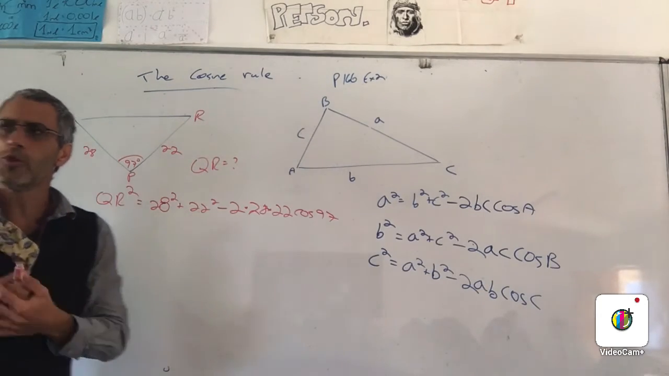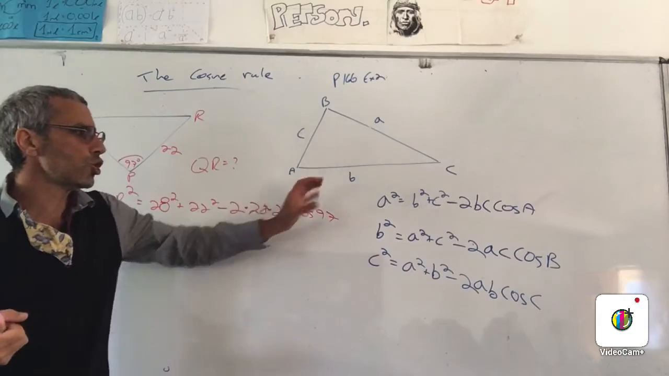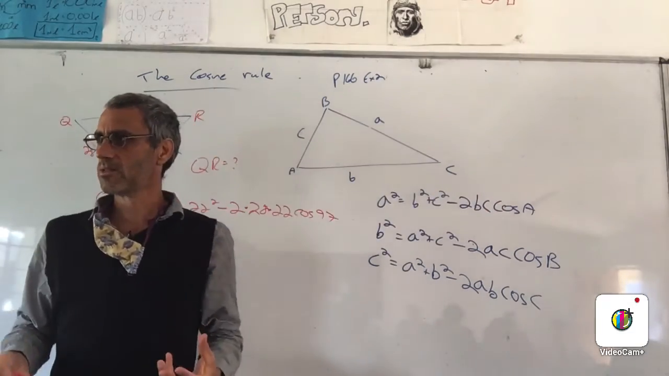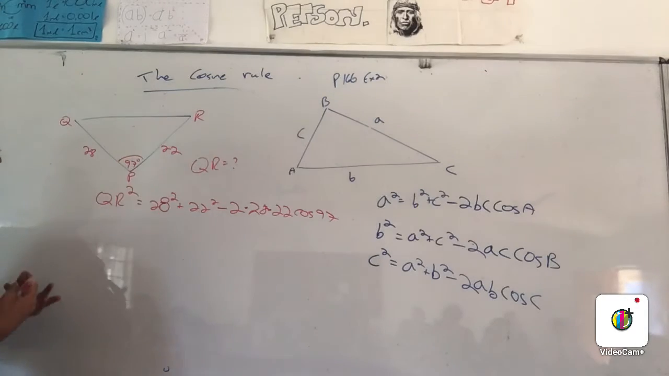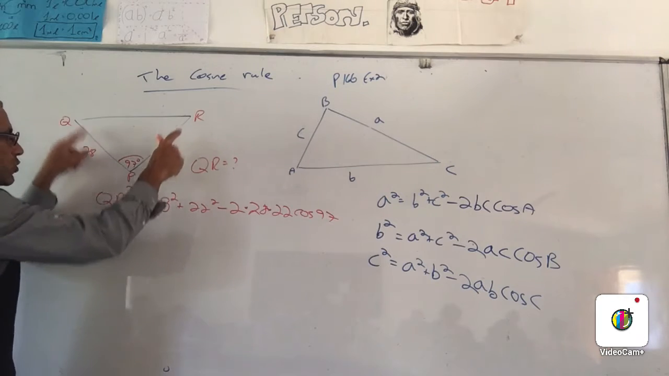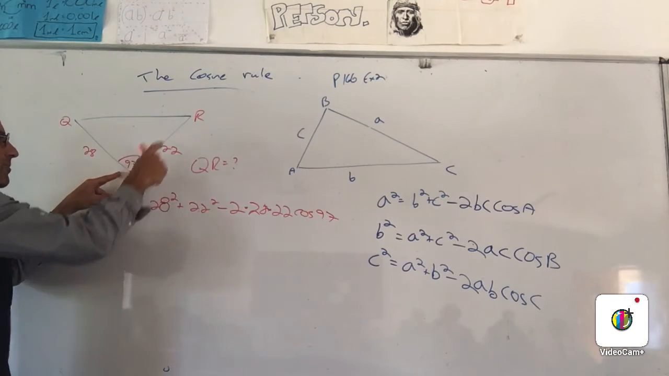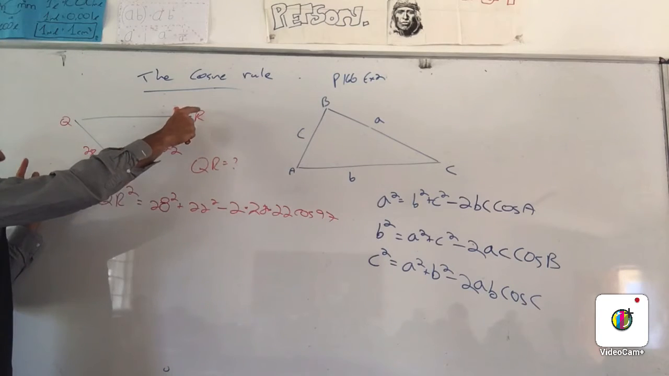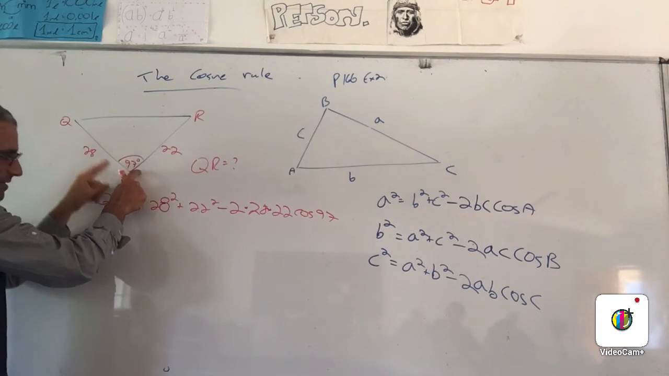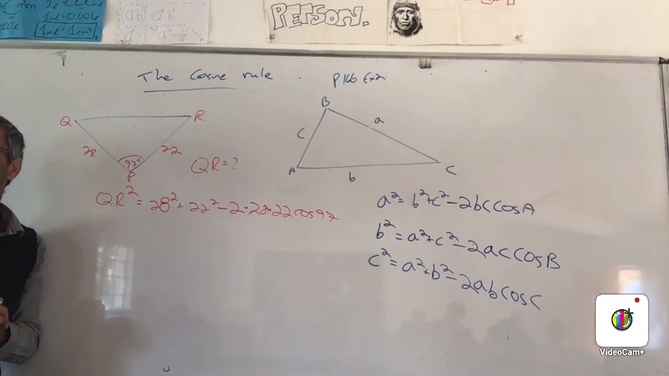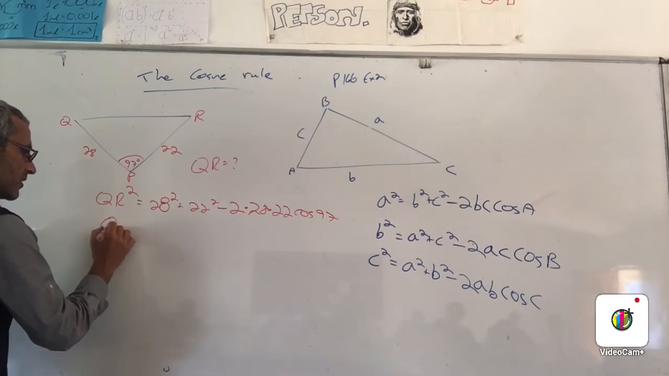With the cosine rule, you shouldn't really just memorize this. You should understand what it means. Okay? What it means in words is the square of a side is equal to the square of one side plus the square of the other side, minus 2 times the side and the other side times the cosine of the angle between them. Okay? So what we want to do now is find QR.